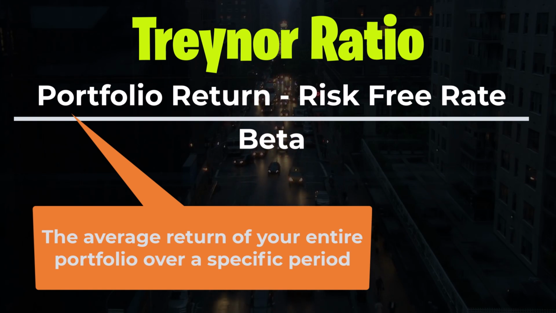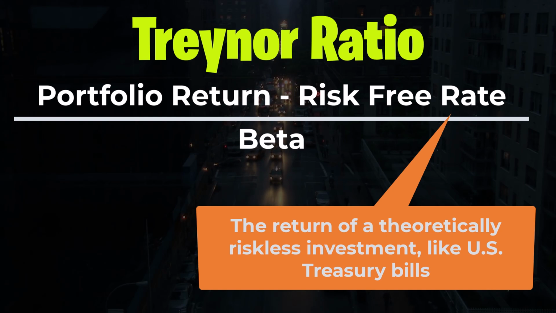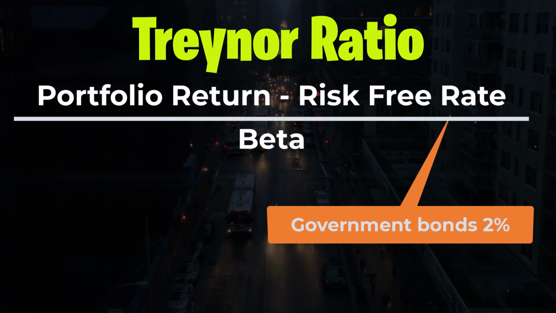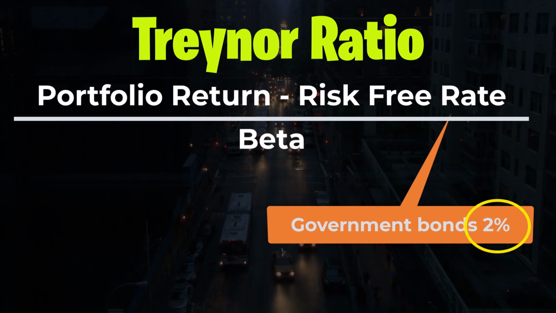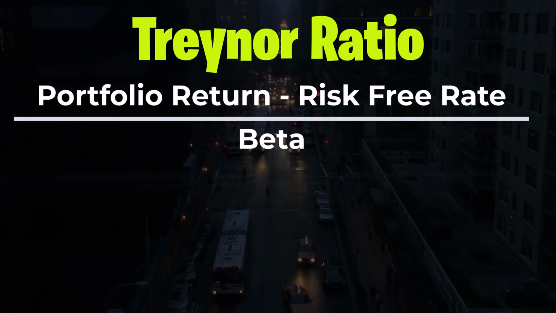The risk-free rate is the return you'd expect from an investment with absolutely no risk of losing money. Typically, investors use government bonds like US Treasury bills as their benchmark for this rate because they're backed by the government and considered extremely safe. For instance, if the government bonds give you a 2% return, that 2% becomes your risk-free rate. And then we have the beta.